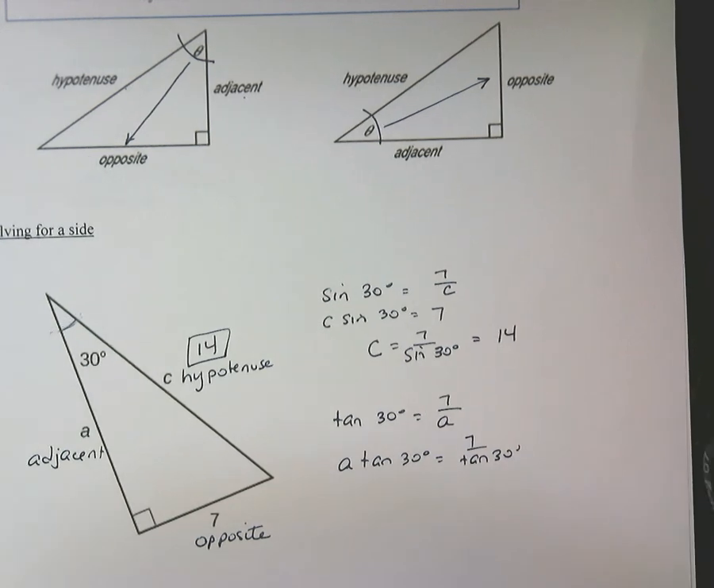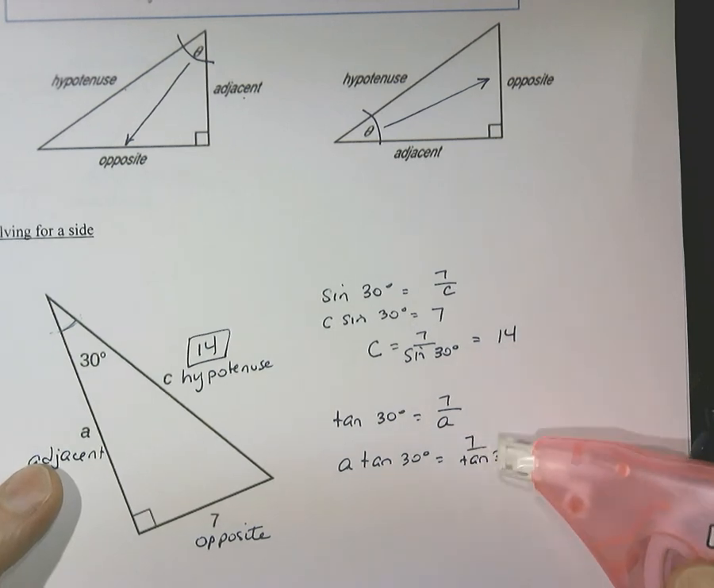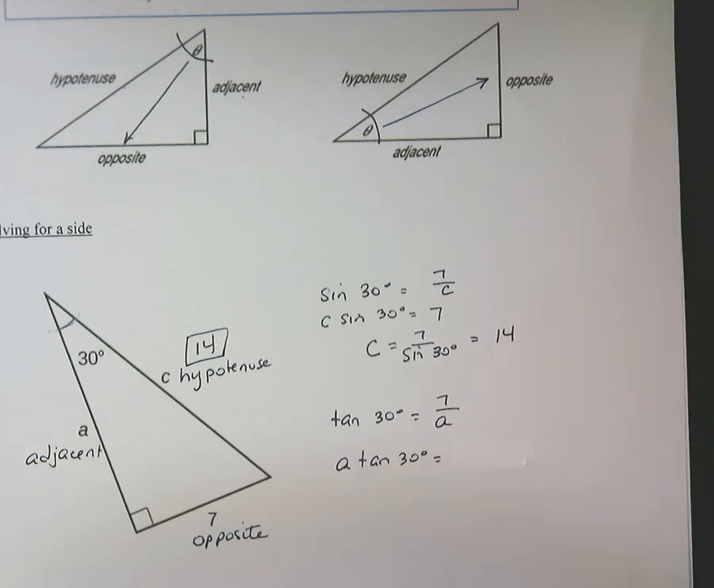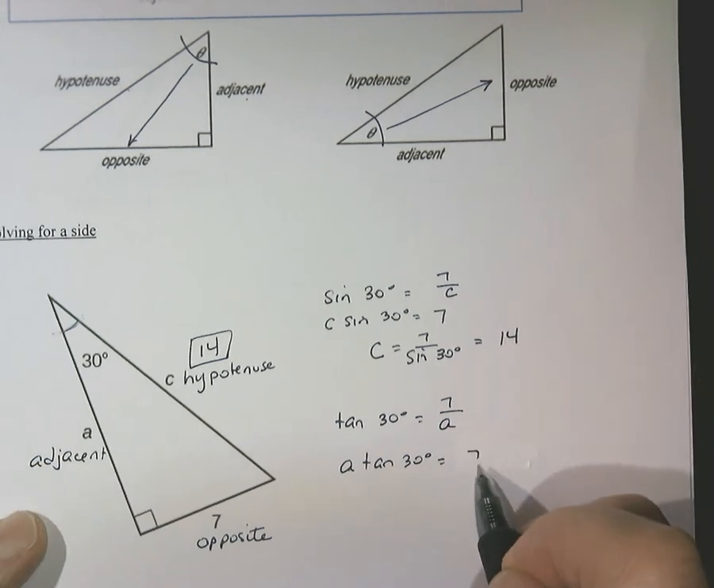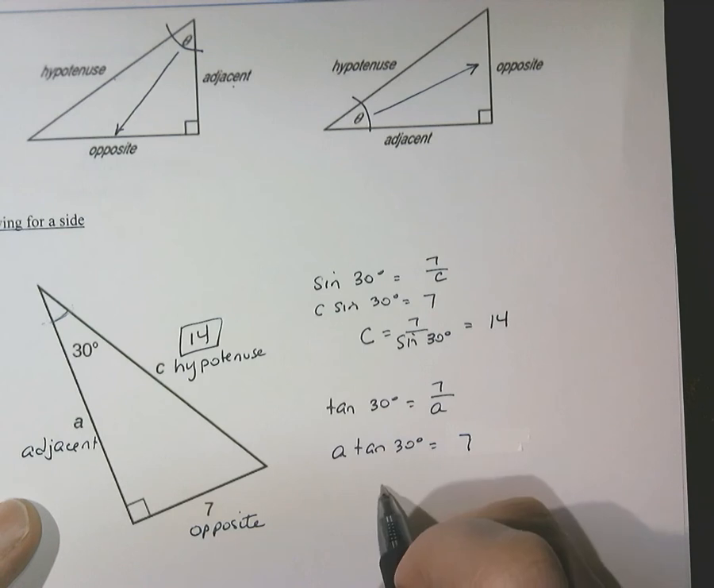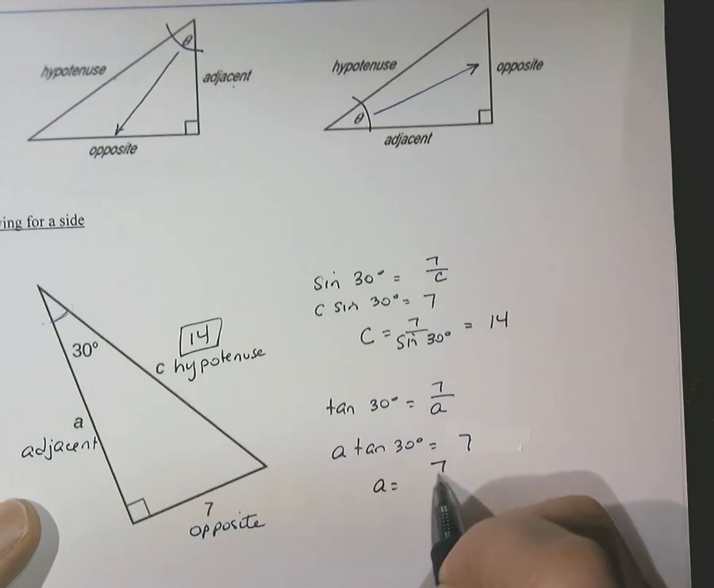Oops, I knew it wasn't thinking. Tangent of 30 degrees equals 7. I just got ahead of myself. Divide by tangent of 30. I guess A is equal to 7 over tangent of 30 degrees.